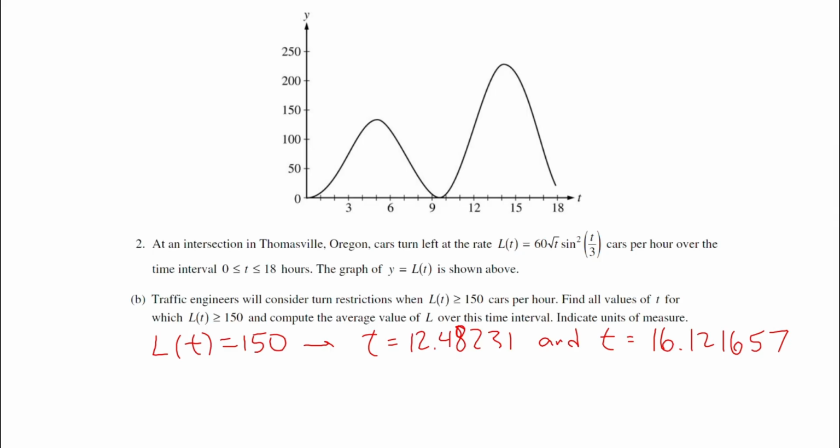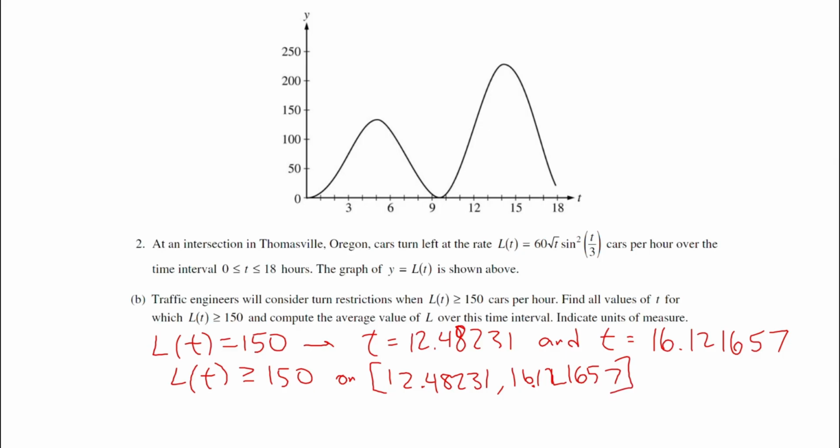So we'll say that L of t is greater than or equal to 150 on the interval from 12.48231 to 16.121657. And then it just asks us to compute the average value of L on this time interval.